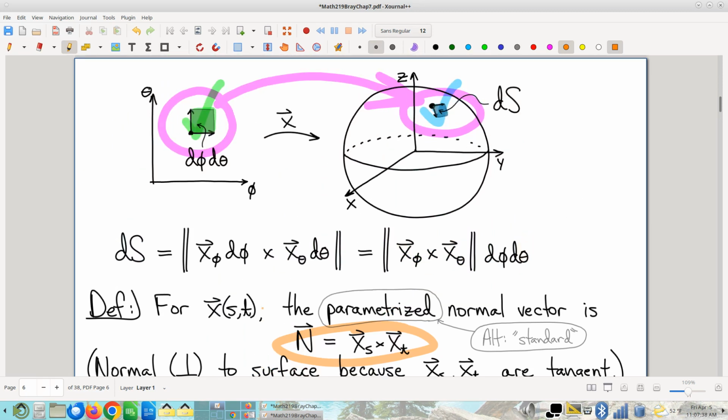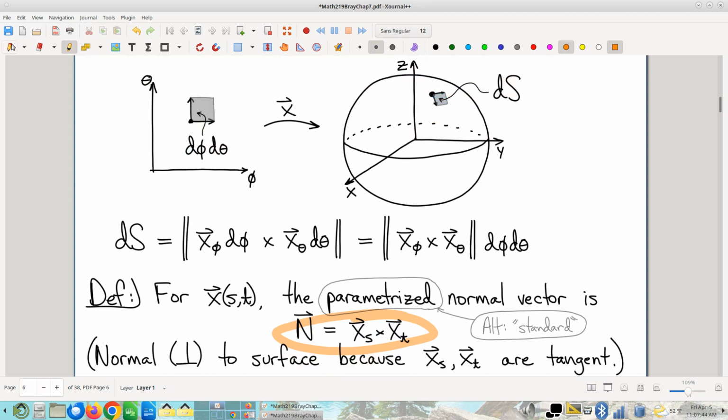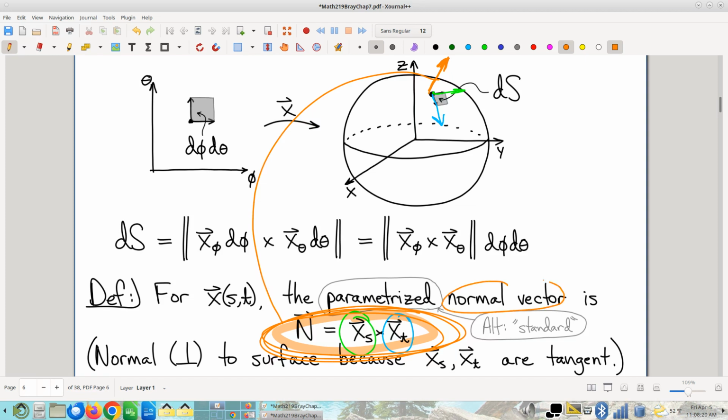Well, it is a cross product. You can visibly see it right there. It turns out that XS is one of these edge vectors, and XT is parallel to the other edge vector, and so this cross product of them is perpendicular to both. And now geometrically, if these two vectors are tangent to your surface, then the cross product is just going to be perpendicular to that surface. And that's why we call this a normal vector.